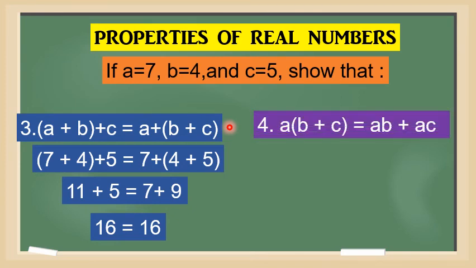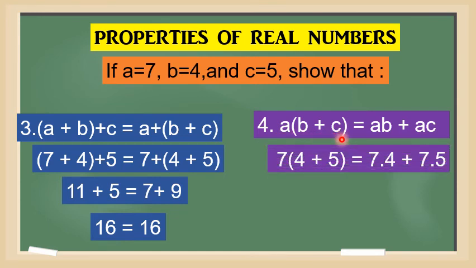Okay. Number 4, we have A quantity B plus C equals AB plus AC. So, what is our A? 7, B is 4, and C is 5. So this is now 7 times quantity 4 plus 5 equals 7. 7. So, di ba, i-times na to si A o si B. So, 7 times 4 plus 7 times 5.